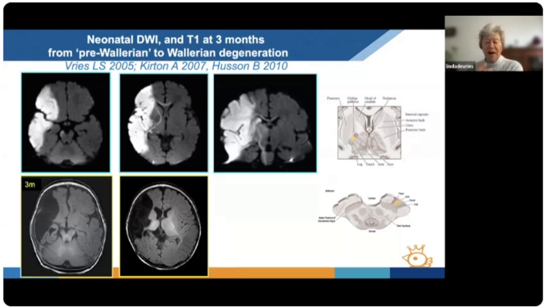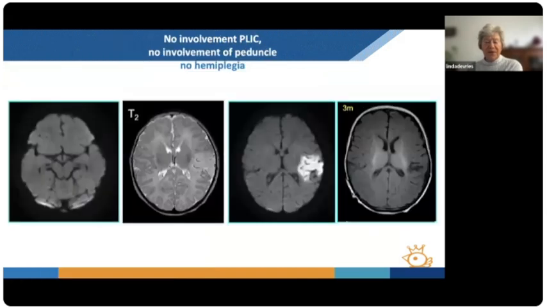So if you see that they are highlighted on an early diffusion, then you know the child is at risk of developing motor problems. And this has been reported by many groups now. It's also very nice that if you do an MRI in the first week and you do not see involvement of the cortical spinal tracts or the cerebral peduncle, you can tell the parents that it's unlikely that the child is going to get motor problems.